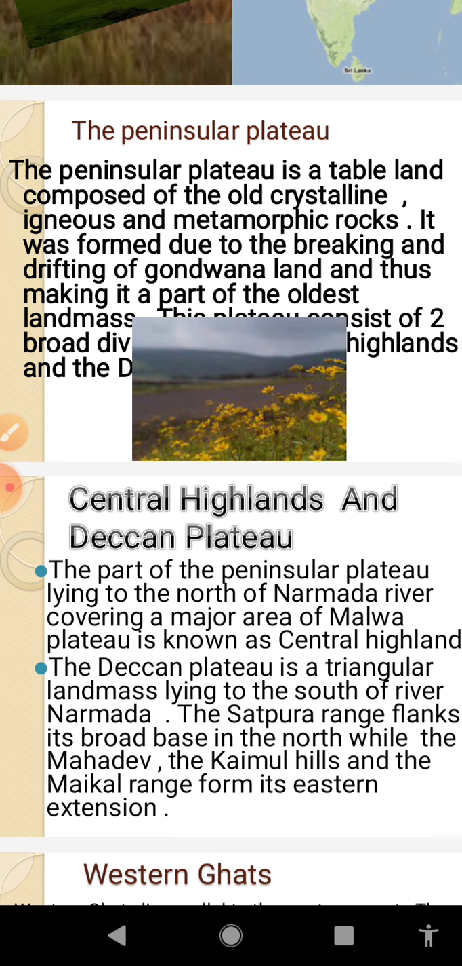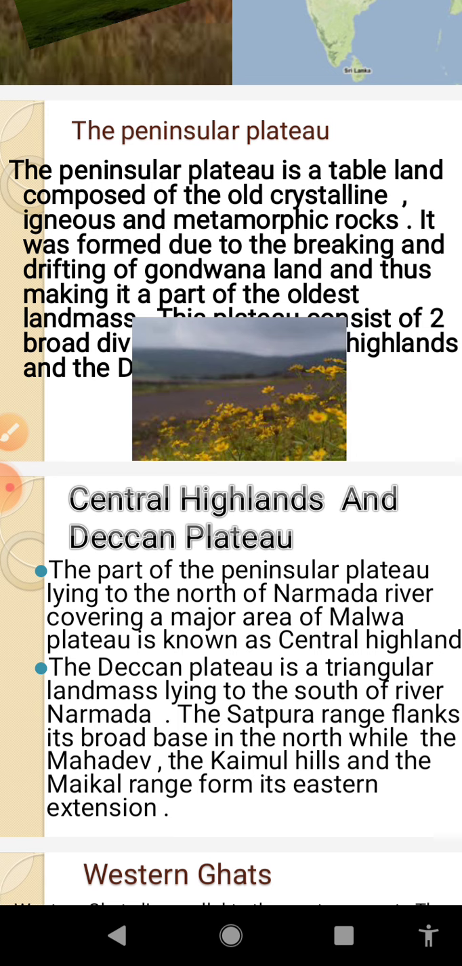Second point, it was formed due to the breaking and drifting of Gondwana land. Third point, it is the oldest landmass of our country. Another point, this plateau has broad and shallow valleys and rounded hills. Another point, this plateau consists of two broad divisions, namely the Central Highland and the Deccan Plateau.